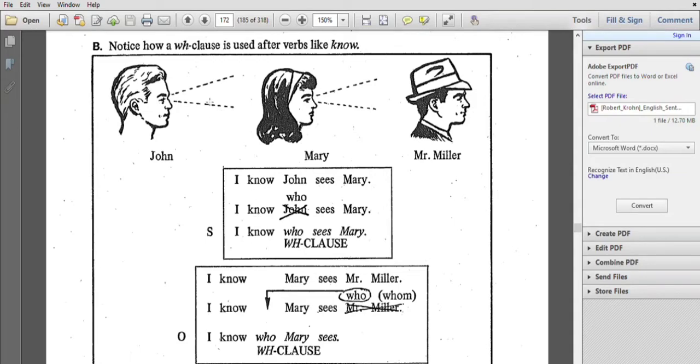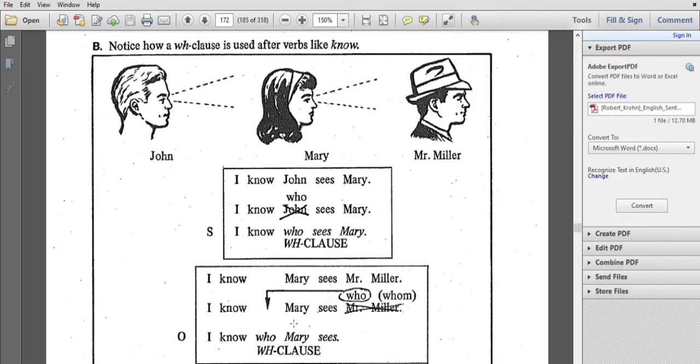Please notice how a WH clause is used after verbs like know. There are two patterns here. In the first pattern, the WH word replaces the subject. For example, at first the sentence is "I know John sees Mary," and then it becomes "I know who sees Mary."